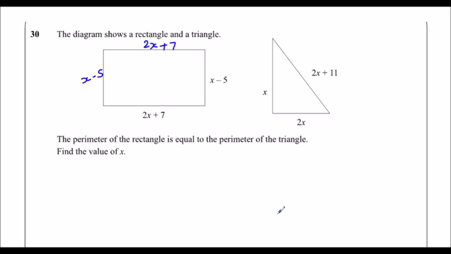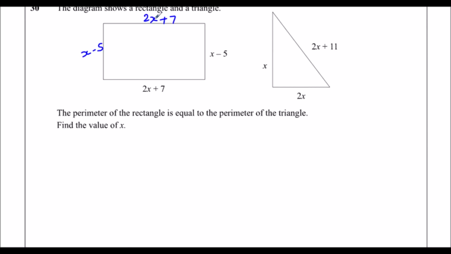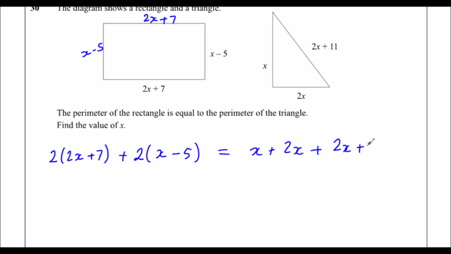So we can make an equation. Instead of writing 2x plus 7 plus 2x plus 7, I'm going to write 2 times 2x plus 7. And instead of writing x minus 5 plus x minus 5, I'm going to write 2 times x minus 5. That's the perimeter of the rectangle. And then the triangle is x plus 2x plus 2x plus 11. All of the lengths added together.